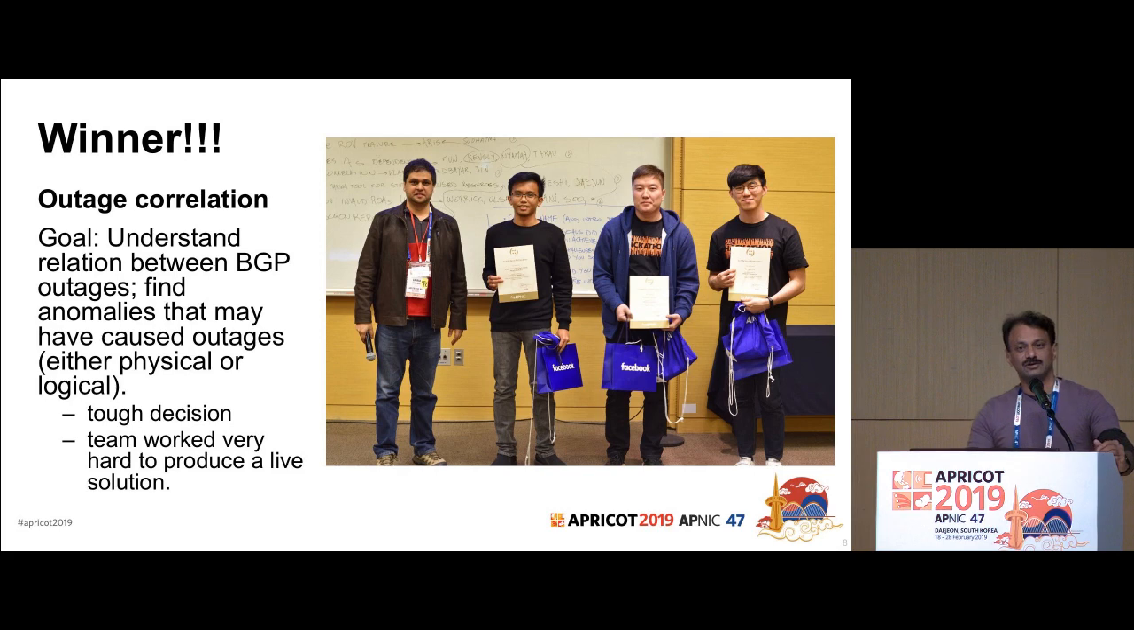At the end of the hackathon on Sunday, the jury members had a tough time selecting a winner, but we have to select a winner to give out the prizes. So outage correlation was the project that the jury selected. Their main goal was to understand the relation between the BGP outages, find anomalies that may have caused outages. And they actually did a live demo of what they achieved in that 1.5 days. So that was really great.